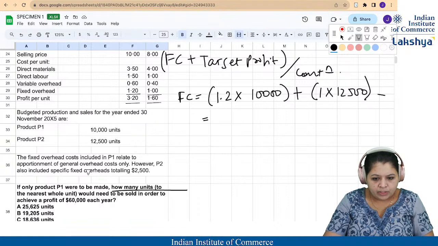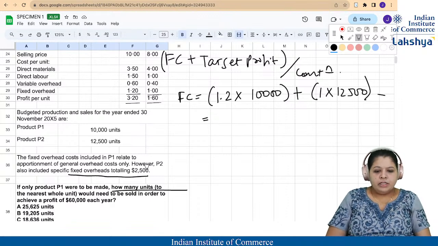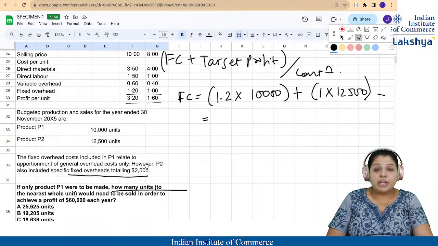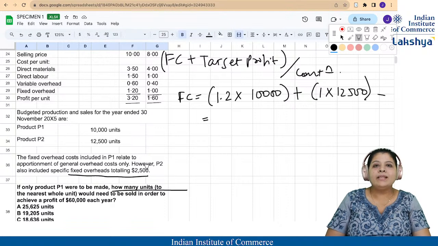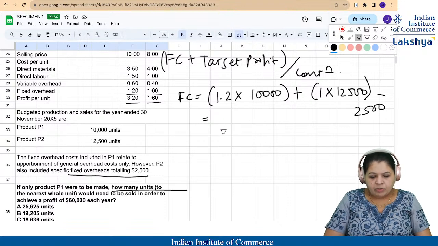Now look at this value. This is something that is a trick here. The fixed cost included in P1 relates to apportionment of general overhead cost, but P2 also includes specific fixed overhead, which is totaling to 2,500. A specific overhead which is only related to the particular situation does not count to be your general or normal expense. And that is why you have to end up reducing that value. Okay. And with this, you will come to an answer which is 22,000, right?